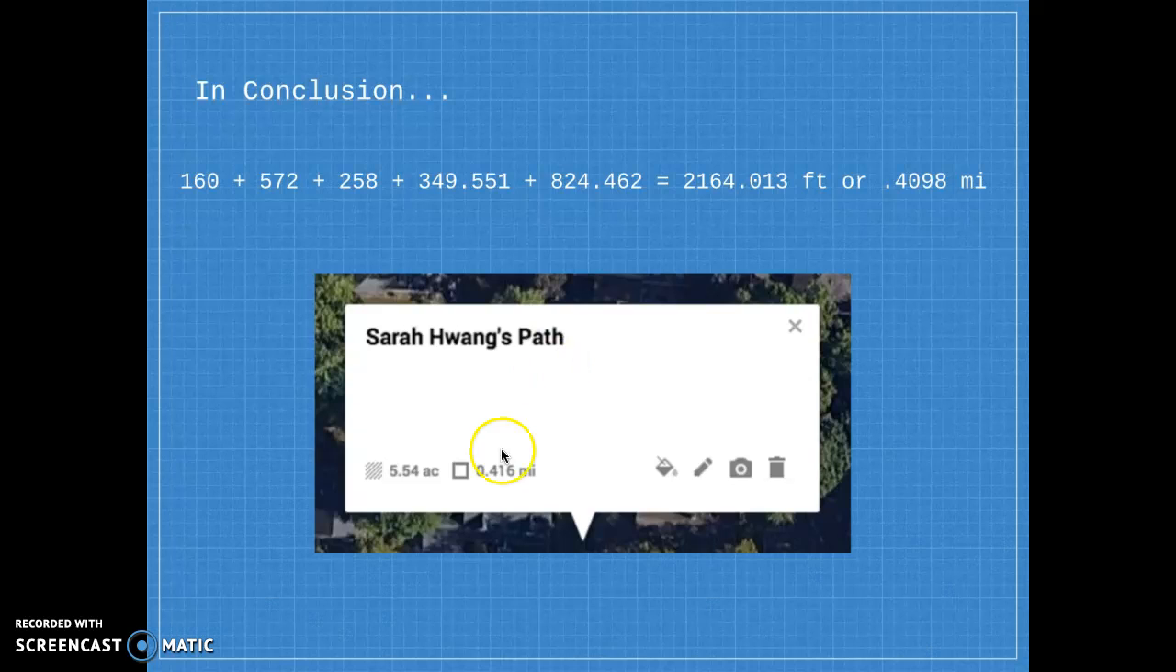As you can see from the picture below, the actual distance that is provided by Google Maps is 0.416 miles, which is very close to what I got. It's about a 1.5% error, which is actually very accurate, as you can see using the arc length formula.